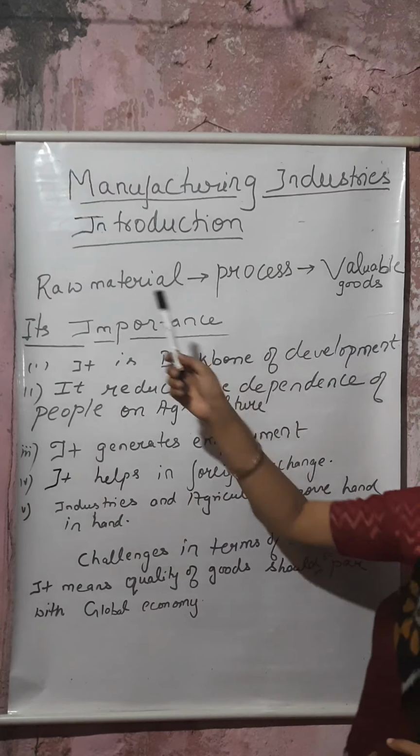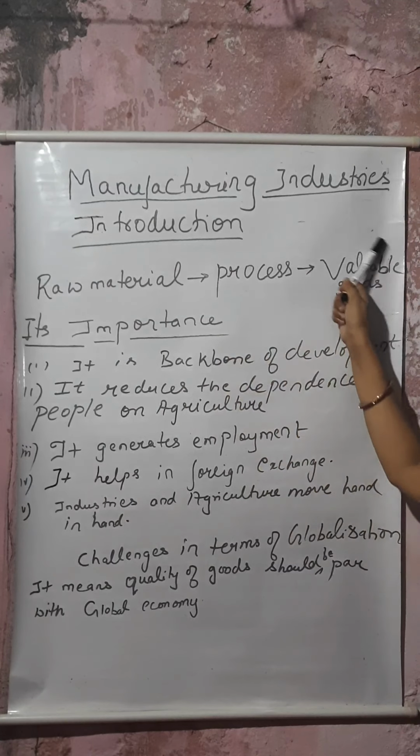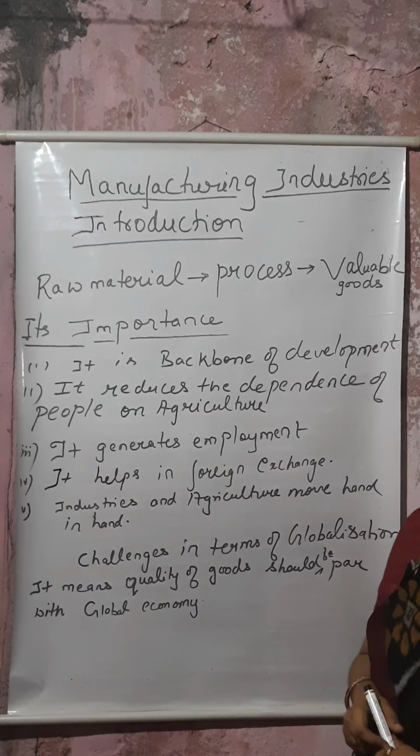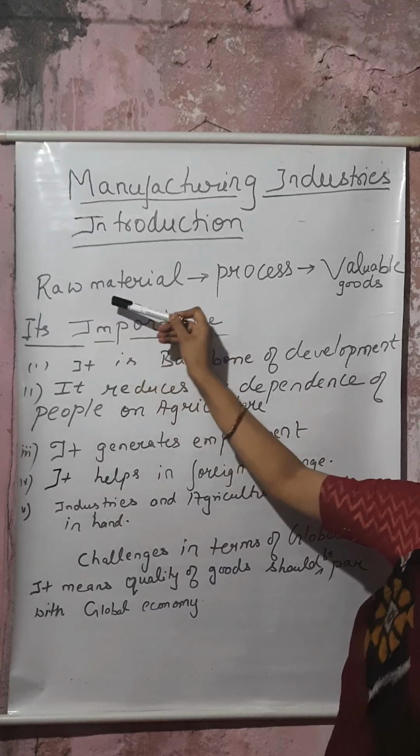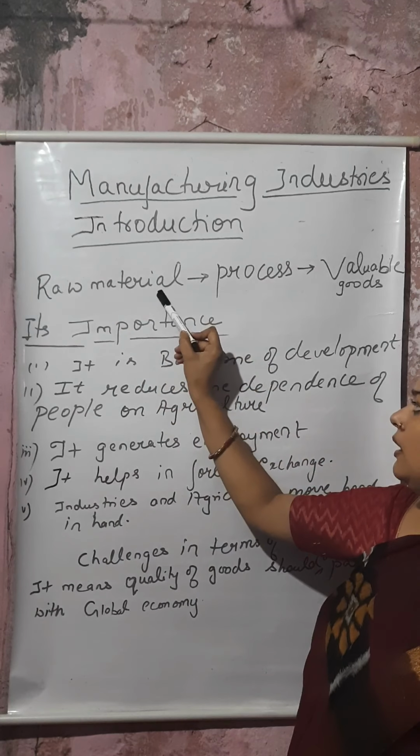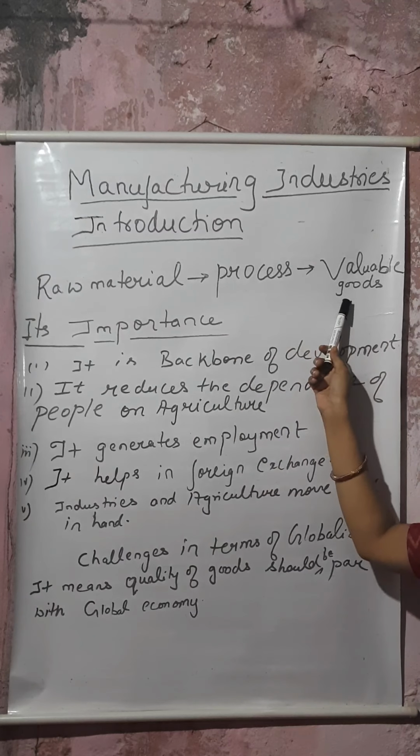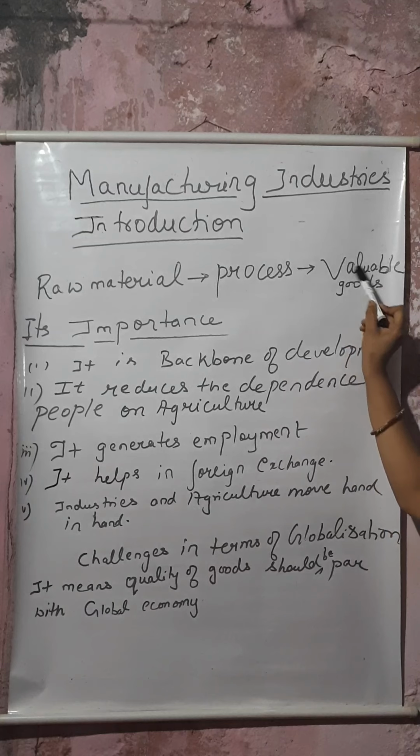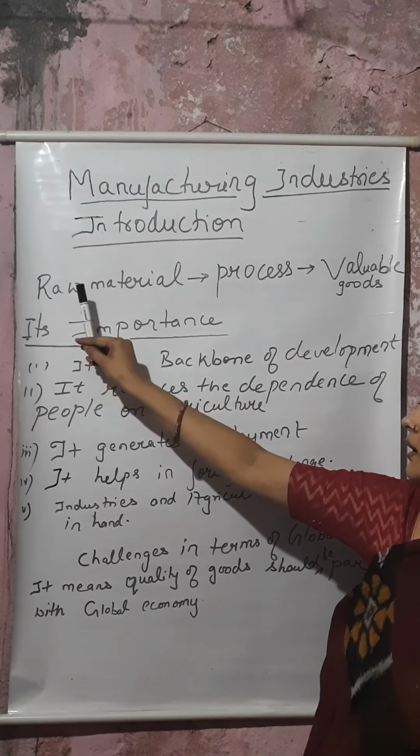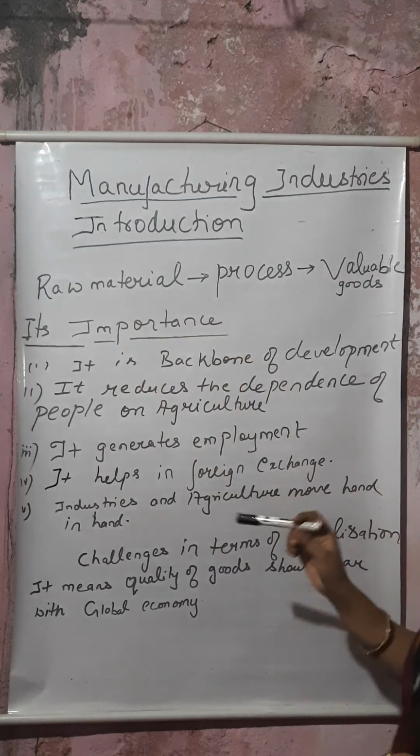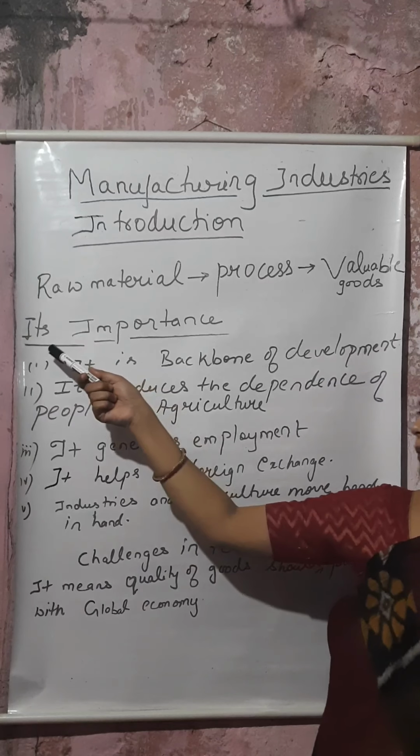Manufacturing means when raw material is processed into valuable goods, that is known as manufacturing. For example, if cotton is a raw material and it is processed, then it is converted into clothes, meaning valuable goods. So converting raw material into valuable goods is known as manufacturing. Now let us study its importance.